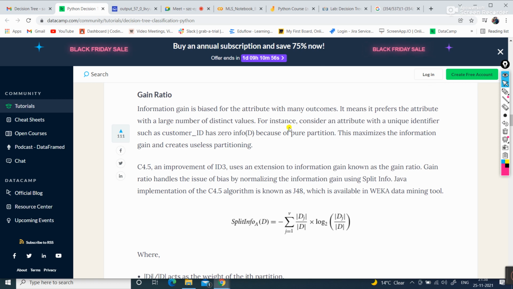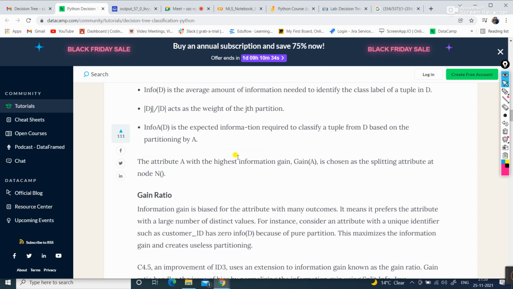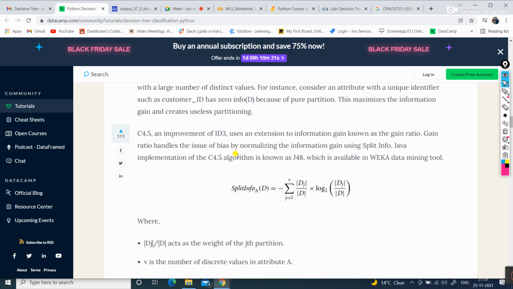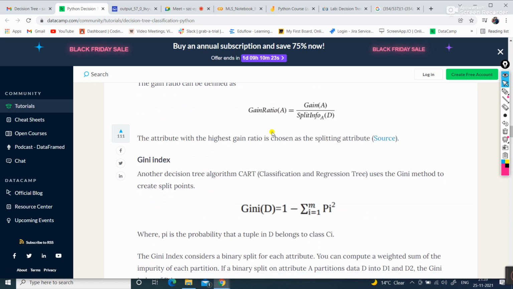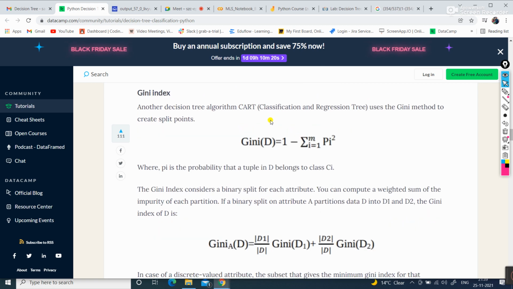For instance, consider an attribute with unique identifiers such as customer ID. It has zero information because of pure partitions, since they would be evenly distributed. They maximize the information gain and create useless partitions. So the alternative is gain ratio, the alternative to this information gain. Okay, so is that clear?